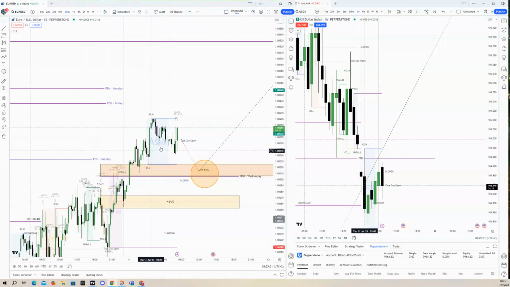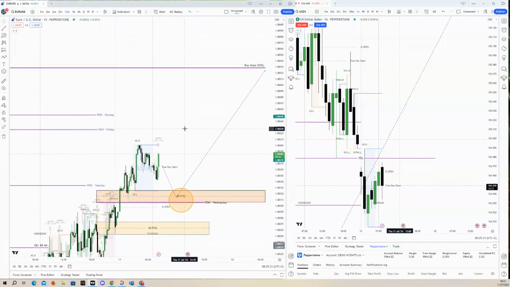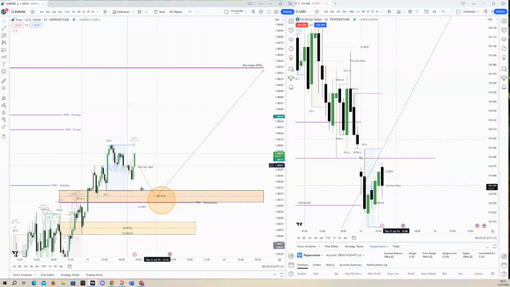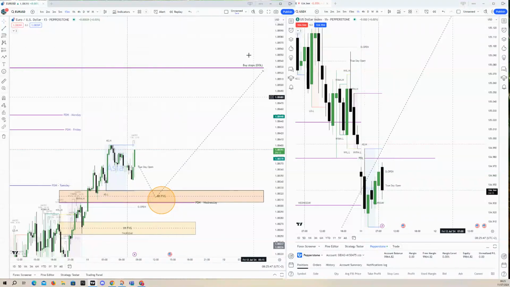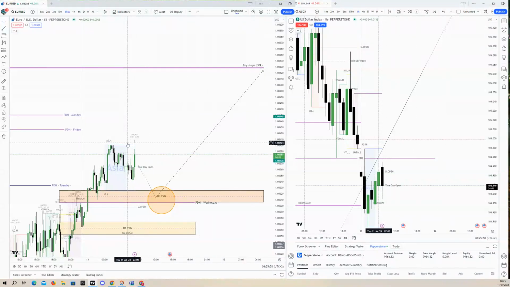So this is the plan for today. As you can see, I'm waiting for some liquidity to be taken out there in order to give me an opportunity to take a long trade. And this will be the draw on liquidity that I'm looking for. As you can see, for the moment it looks like it's just going to continue up, and in that case I will not take the trade. But if we do get into this zone, I will definitely be looking for a long trade.